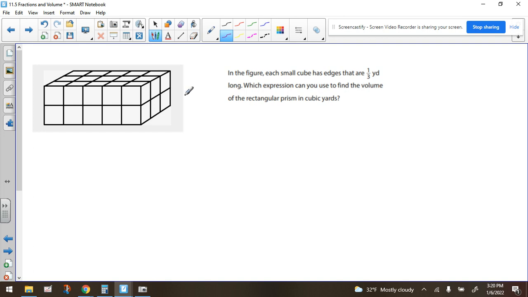All right, so if this wasn't here and they just wanted you to look at the picture and say how many cubes do we have there? We have 1, 2, 3, 4, 5 going this way. We have 1, 2, 3 going that way, and 2 up, right? So if we just did 5 times 3 times 2, that would give us how many of these cubes we have. But the issue, it says in the figure, each small cube has edges that are 1/3 yard long. So that means that if this is 1/3, and this is 1/3, and this is 1/3, you'd need 3 of them to make up one yard, right? So that green line represents 1 yard, and you can see that we have a little less than 2, right?